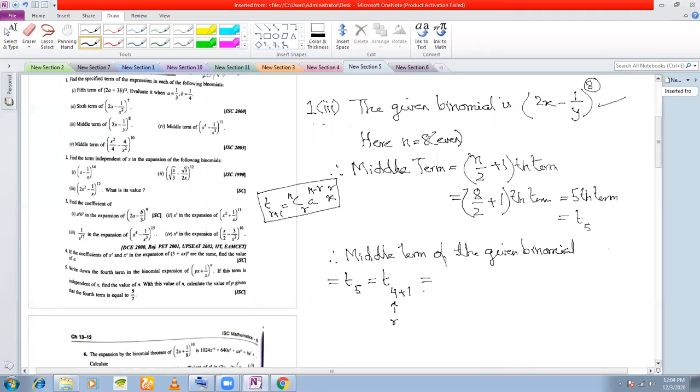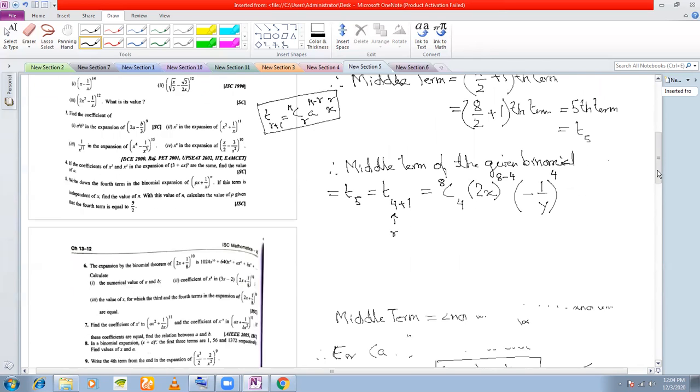Let's put it here. r is 4, n is 8. So 8C4. A here is how much? A here is 2x. So (2x) to the power of 8 minus 4. And x here is minus 1 by y. This one is your x. So (minus 1 by y) to the power of r, which is 4. So this is your middle term.